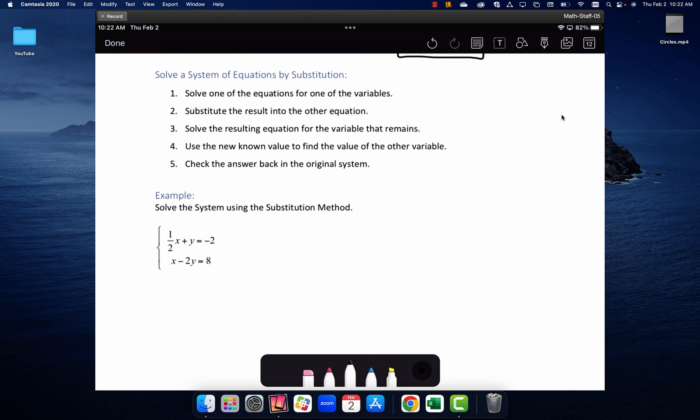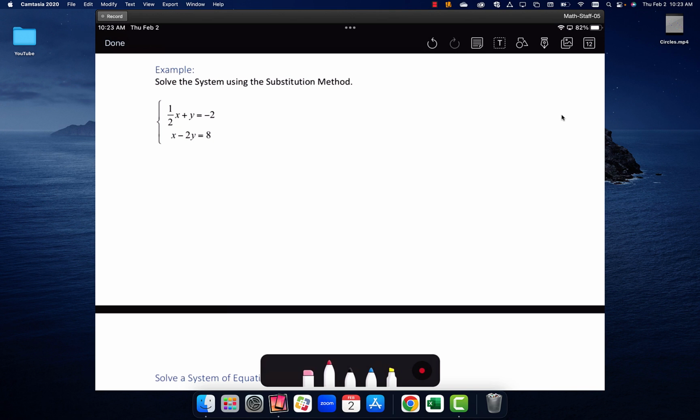Another method is using what's called substitution. We're going to solve one of the equations for one of the variables, substitute the result into the other equation, solve the resulting equation for the variable that remains, and then use the new known value to find the value of the other variable, and then we can check if we need to.